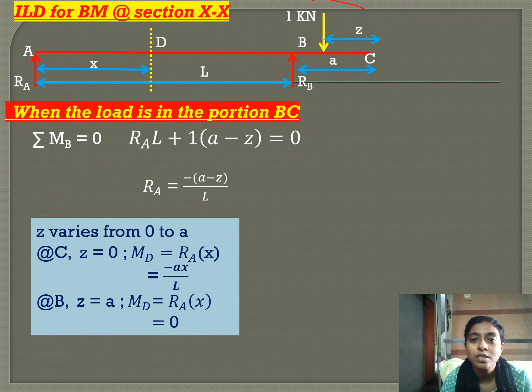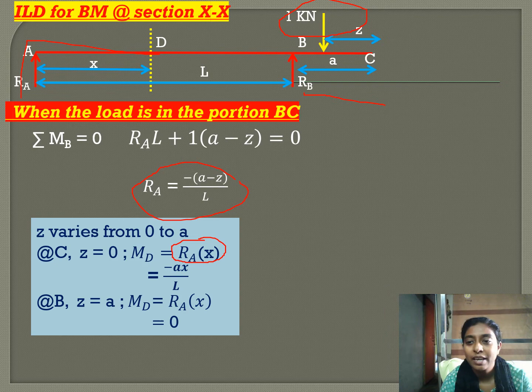Now when the unit load is in the portion BC, the unit load is to the right of the section, so we will consider the summation of moments to the left of the section, that is RA into X. So find RA, and substitute the values for Z, which is varying from 0 to A.